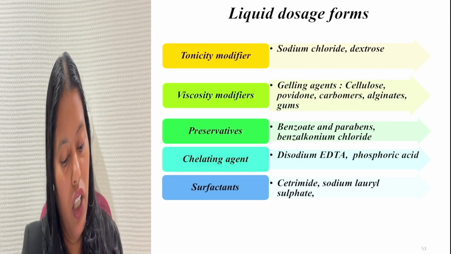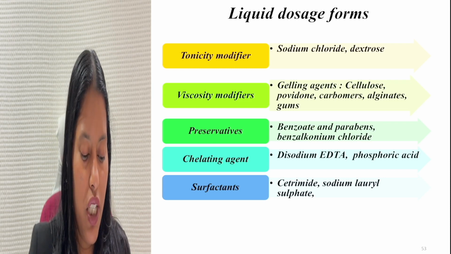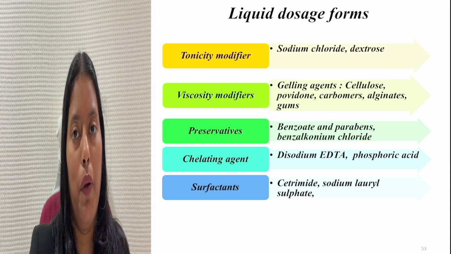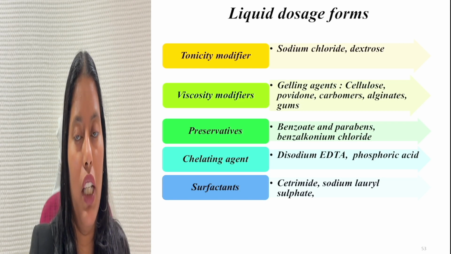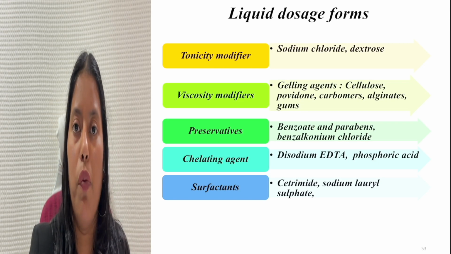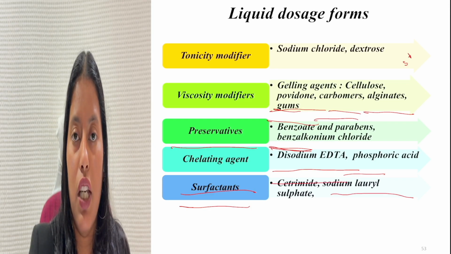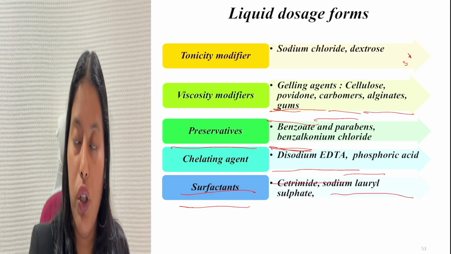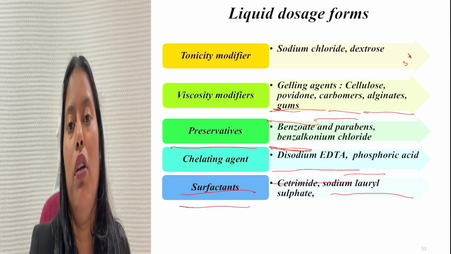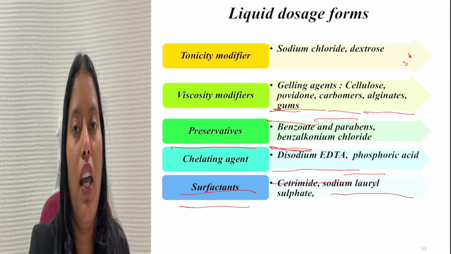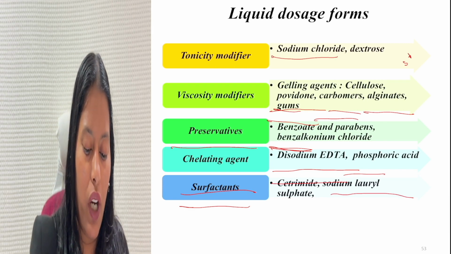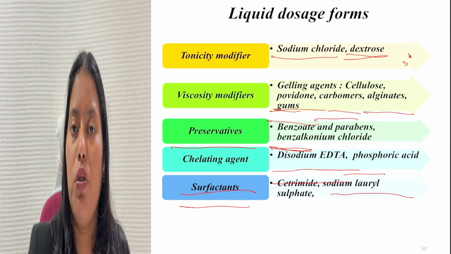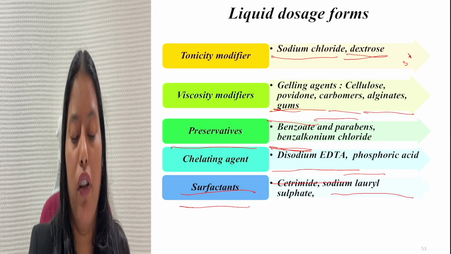Then you have tonicity adjuster or tonicity modifier. If the osmotic pressure of your prepared formulation is more or less, then it may cause irritation. Your liquid dosage form should not be hypertonic or hypotonic, it should be isotonic to your body fluids. So various dosage forms which you instill into the ocular cavity, nasal cavity, the formulations which you apply to the mucosa and the parenteral formulation should be isotonic to your body fluid, and sodium chloride and dextrose are the ingredients used to maintain tonicity similar to your body fluids.